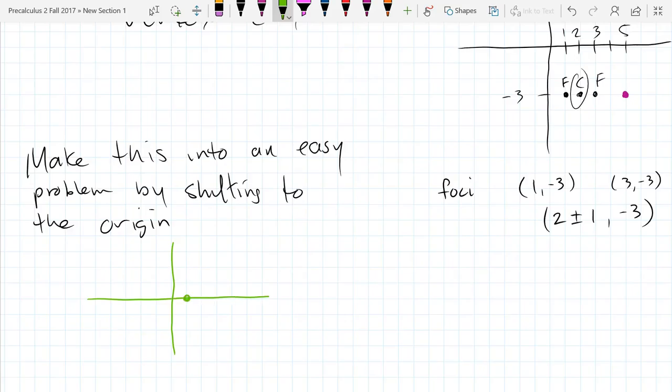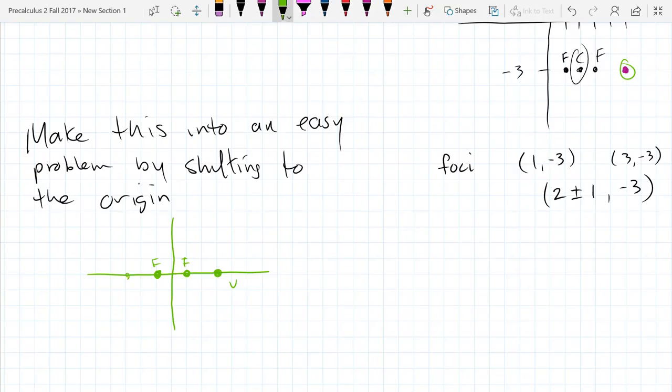So my foci are over 1 in both directions on the x-axis, and then where would my vertex be that was originally over here? Where would that vertex end up? Three. So it should be 3 over from the center. So it should be a 3, 0. So there is a vertex. We got the 2 foci right there. So that means my other vertex is going to be there on the left side.